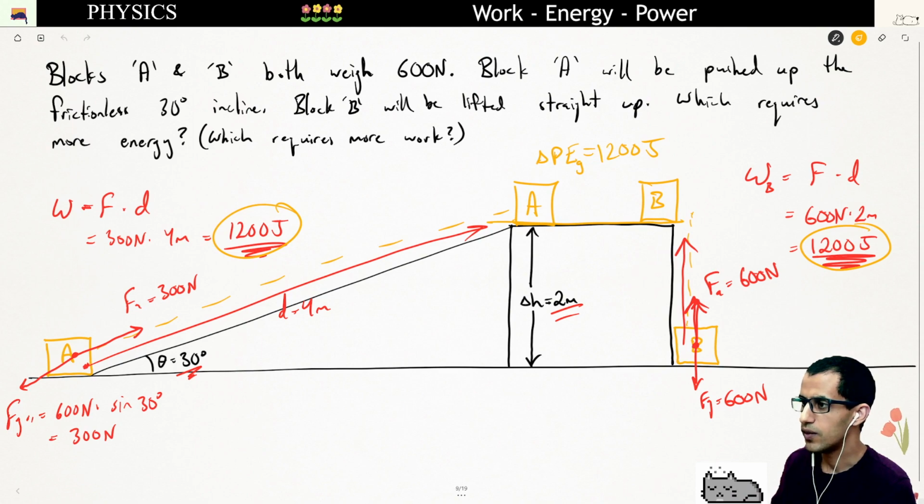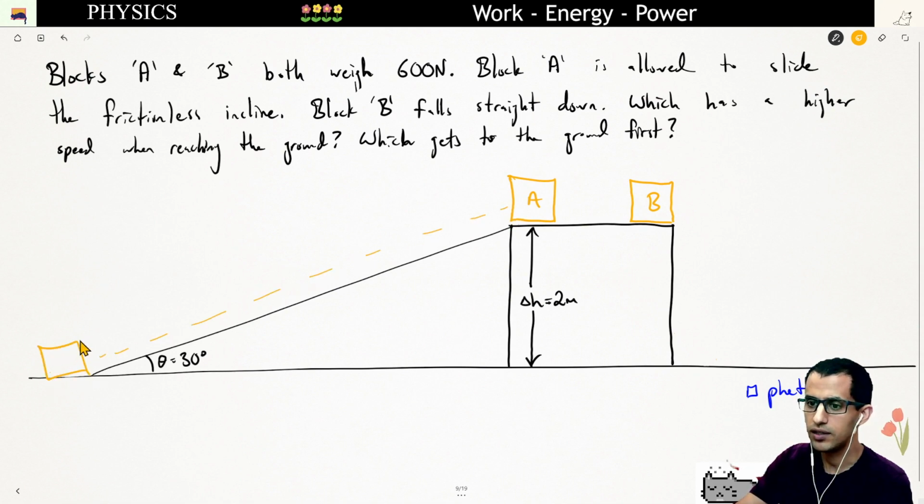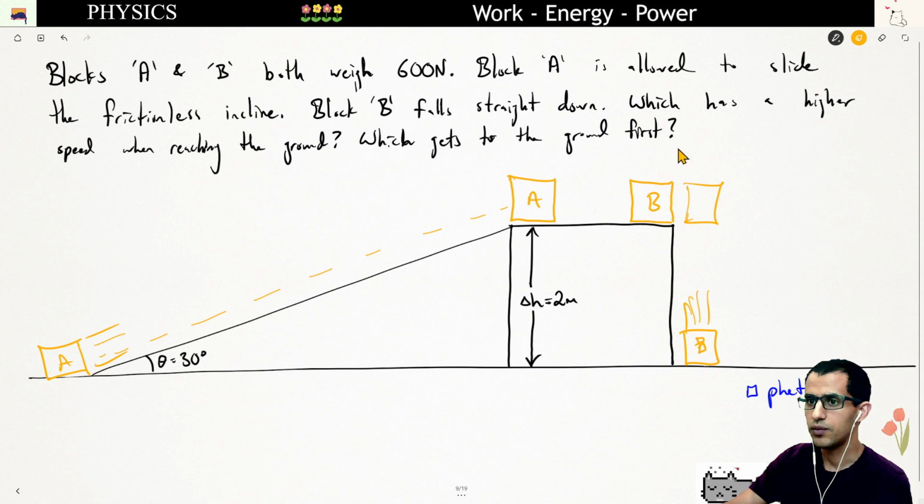So a similar question would be, I have the 2 blocks at the top of the platform, but now both blocks are allowed to slide or move downwards. Block A slides down the frictionless ramp this way and ends up here, and block B falls straight down. So we have it start here and fall straight down to here. And so it's moving straight downwards. Which has a higher speed when it reaches the ground, and which one gets to the ground first?